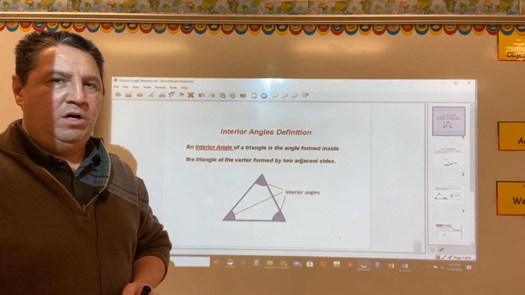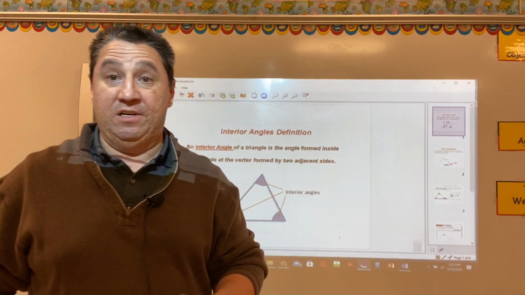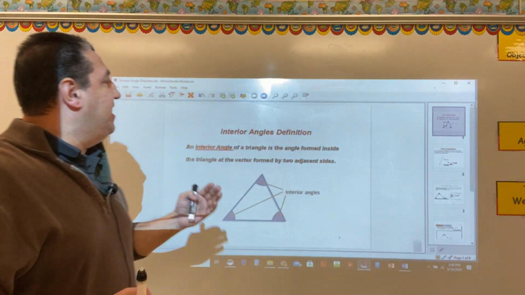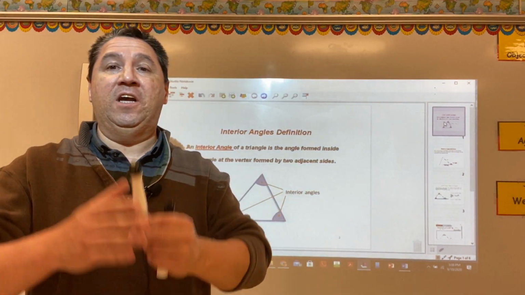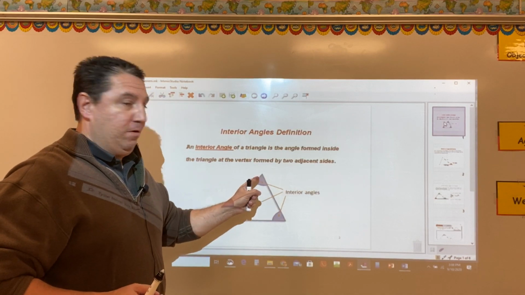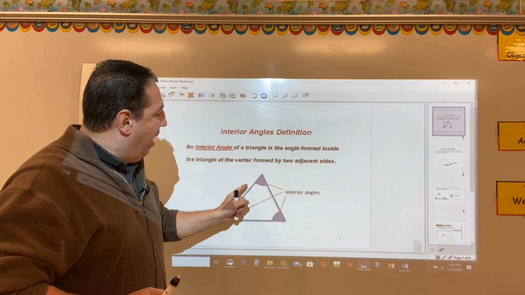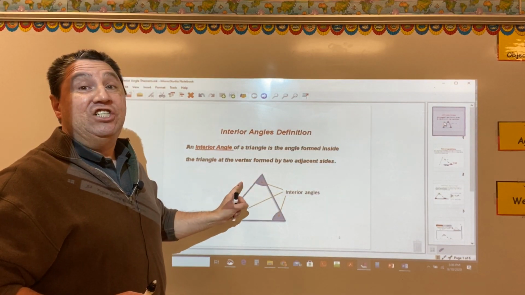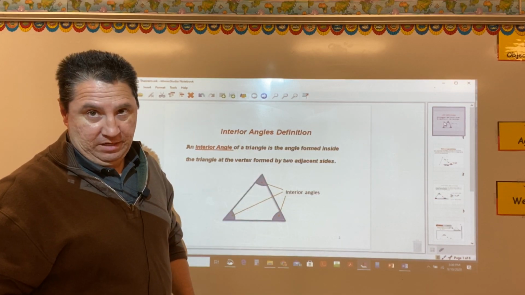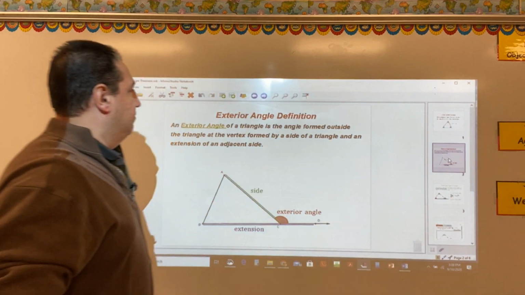This time we'll talk about exterior angles of a triangle. Remember last time we talked about interior angles? Interior angles of a triangle are angles formed in the interior of a triangle by two adjacent sides that meet at a vertex. Now, let's talk about exterior angles.